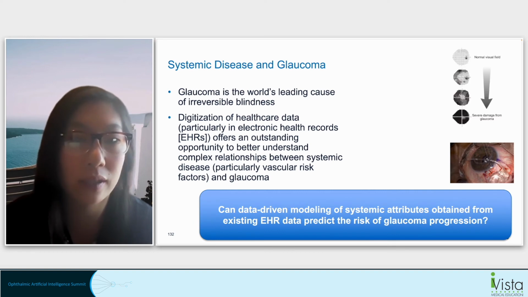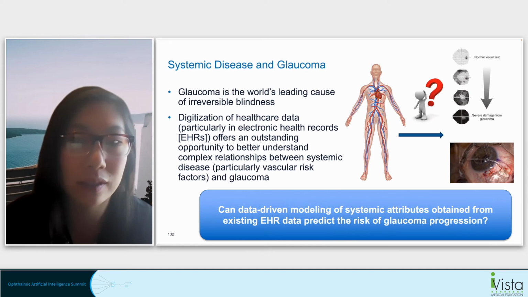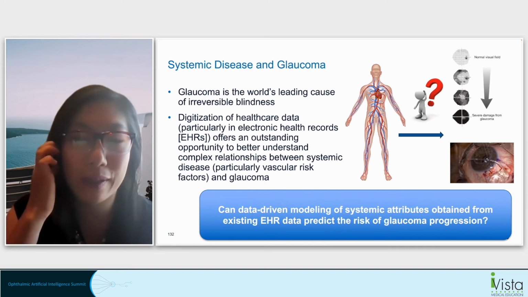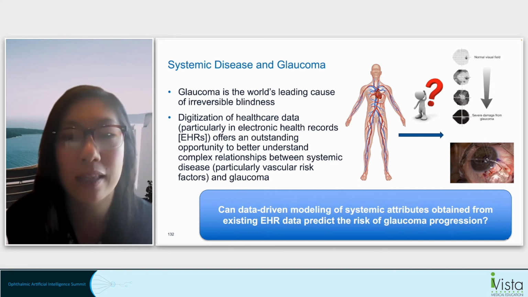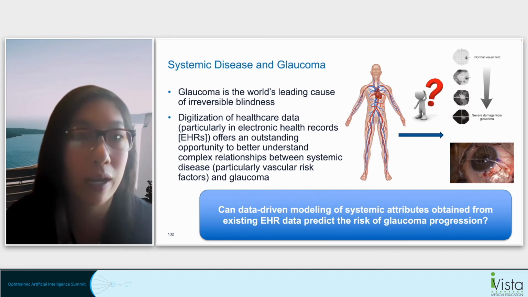And so our question was whether data-driven modeling of systemic attributes obtained from existing EHR data would predict the risk of glaucoma progression. And my apologies, the animations were a little bit off, I should have modified those before the presentation. But essentially, this idea of how does vascular regulation in the body affect progression of glaucoma based on this sort of vascular hypothesis and optic nerve perfusion pathophysiological framework?